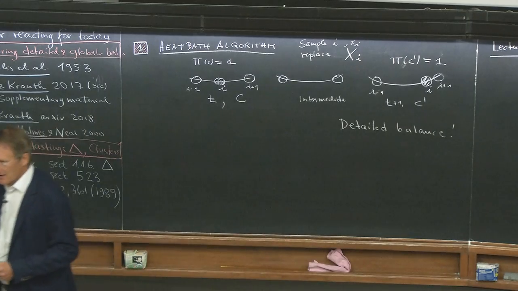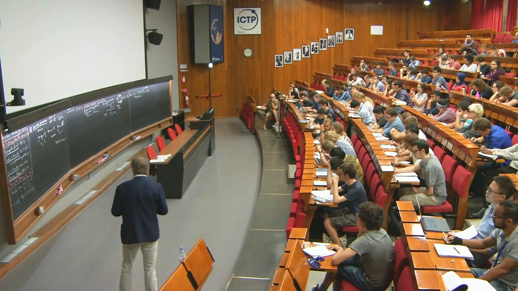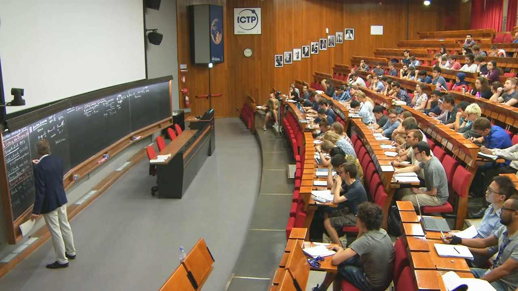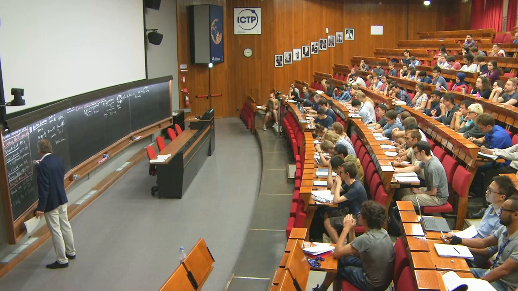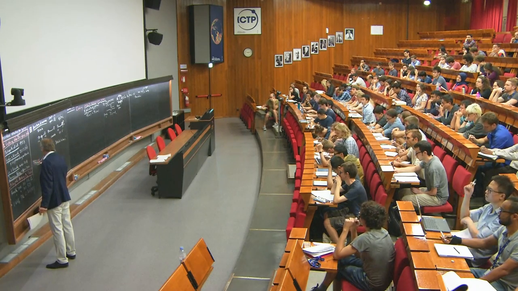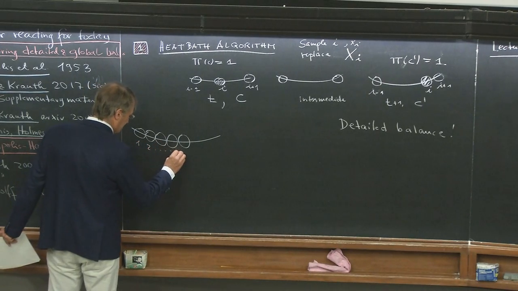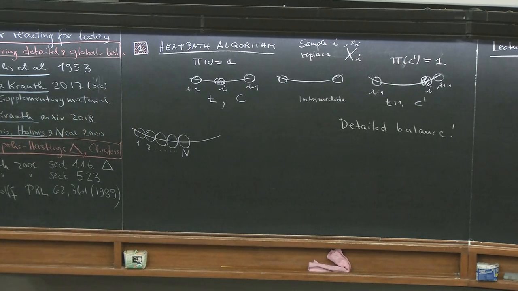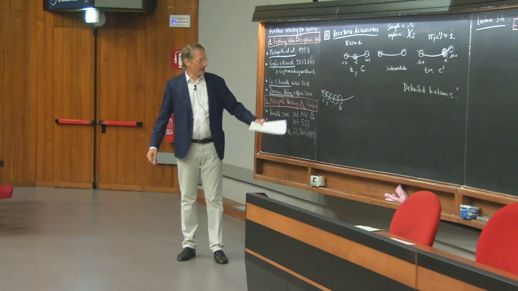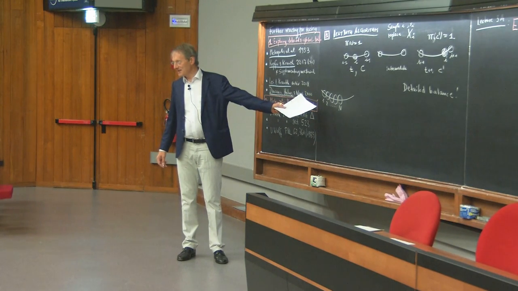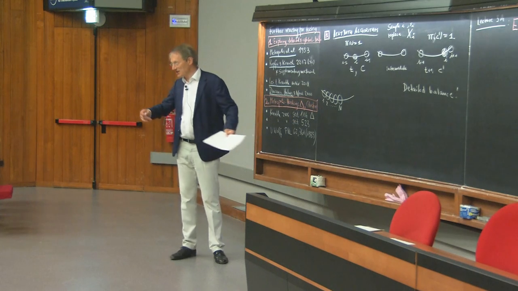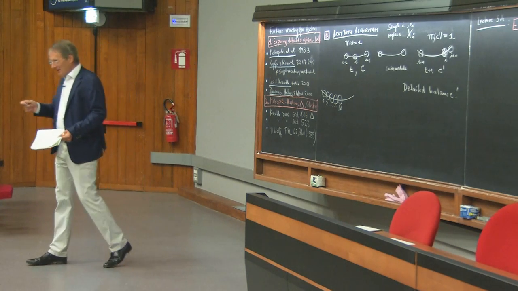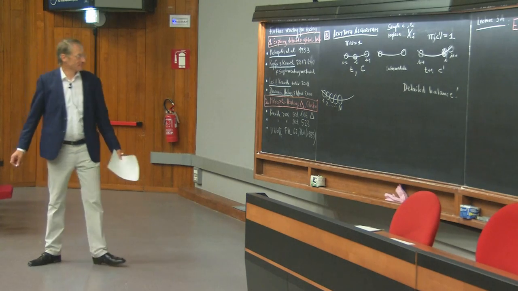Now we can also check irreducibility. I want to give you an example of how you check it. You start from one initial condition, for example, 1, 2, ..., n, which is a compact initial condition, and you convince yourself that from this initial state, you can reach, by a sequence of well-engineered moves, any other configuration.